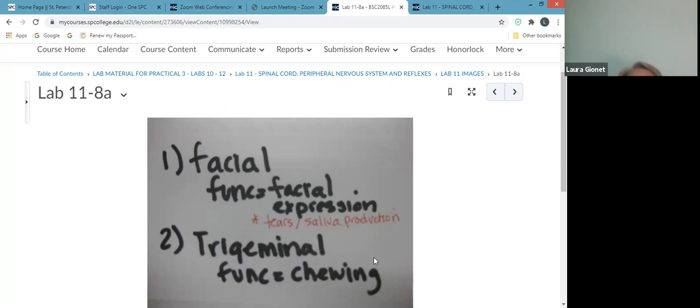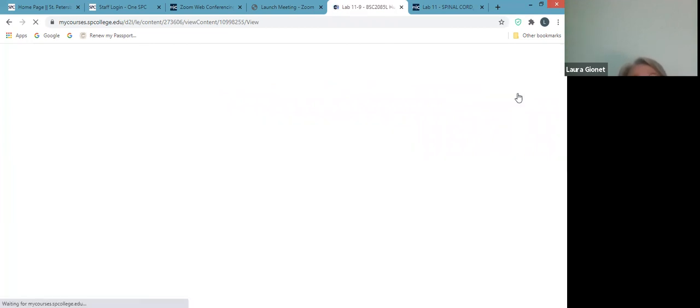Number 2 is pointing to the masseter muscle. If we point to the temporalis muscle, it too elevates the mandible. So those two muscles, masseter and temporalis, are innervated by trigeminal because they are chewing muscles.